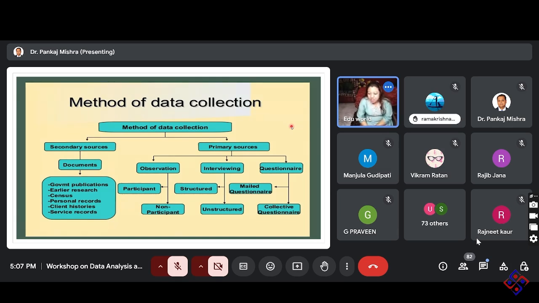Secondary sources are very common: the publications, the articles, the census report, the data, even the histories. Whatever sources we collect from research articles through the internet, that is secondary data. And primary data is where the researcher has actually visited the field and, by applying various kinds of tools, has collected the data. Primary sources are generally divided into observation, interview, questionnaire.